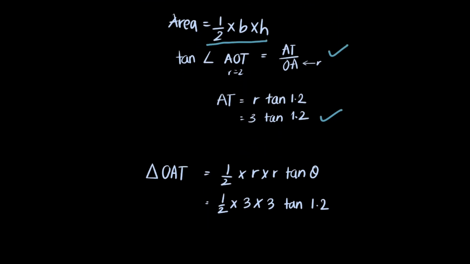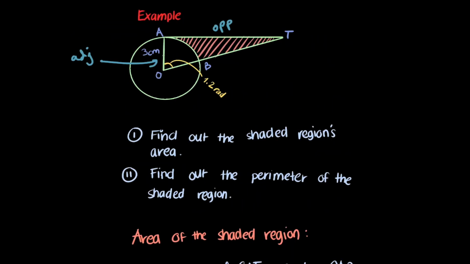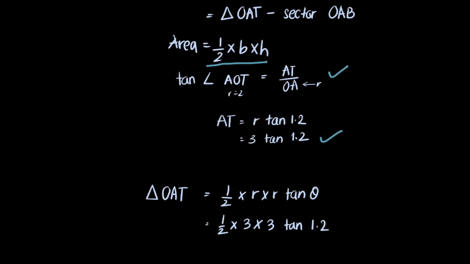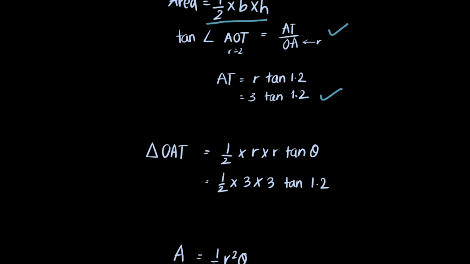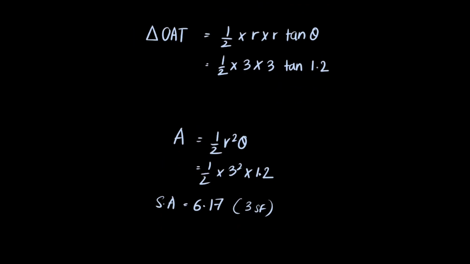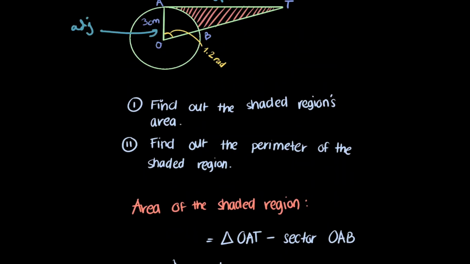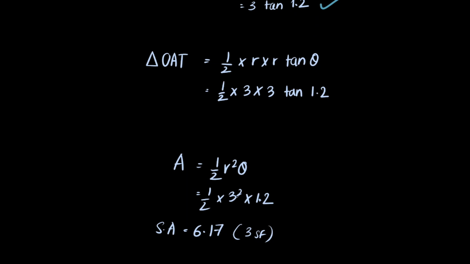Let's now find out the area of triangle OAT, which is half into base into height. The base is OA, which is just 3 centimeters, the radius. So half into r into AT, which is r tan theta. So half into 3 into 3 tan 1.2. Okay. Now let's find out the sector's area. We can find out using this formula, right? Half r squared theta, we know the theta already, it's 1.2 radians. So let's just plug in the values, half into 3 squared into 1.2. So this value comes to 5.4.